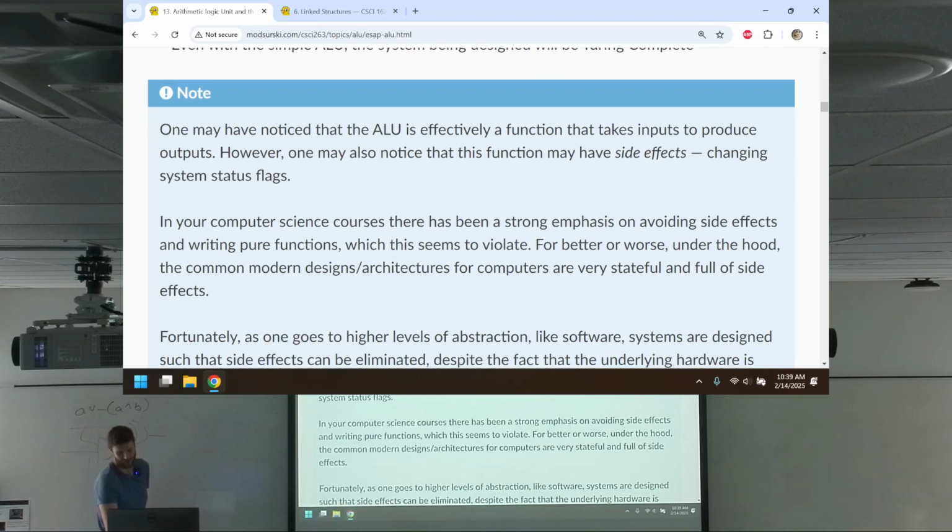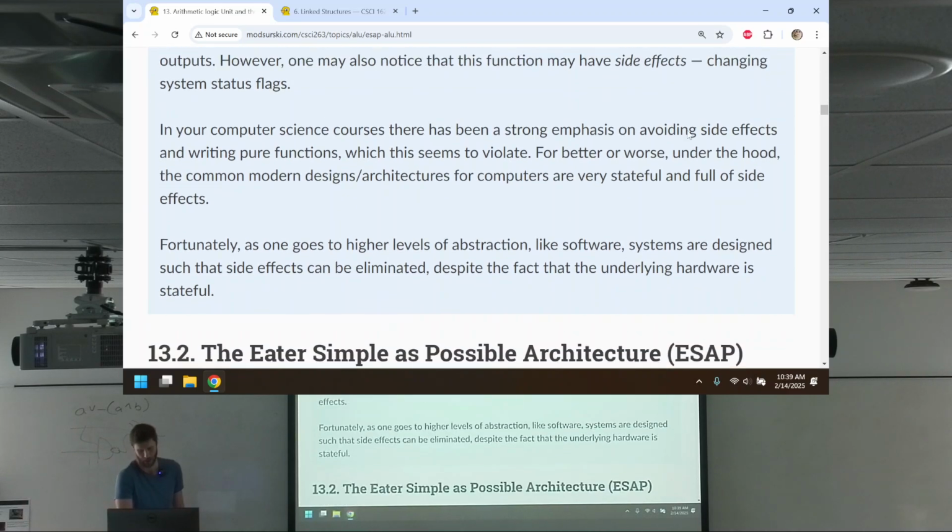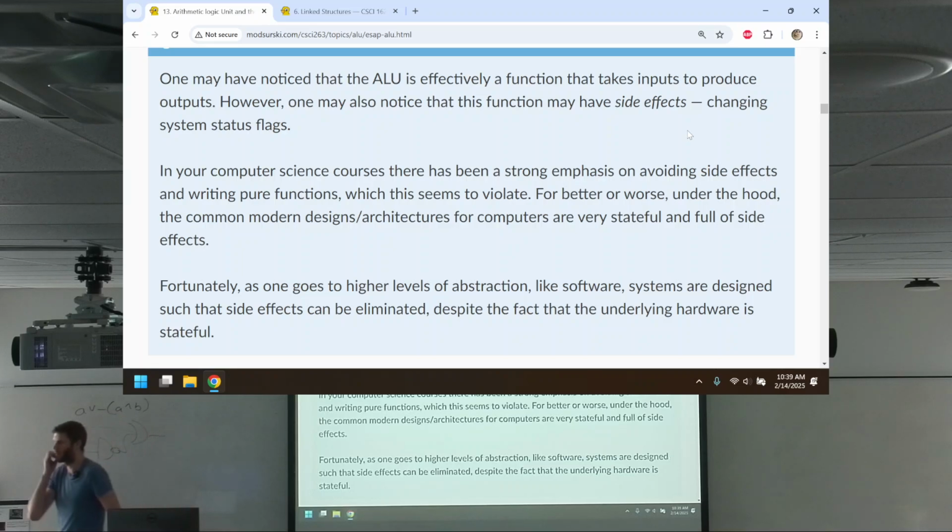Okay, one may have noticed that the ALU is effectively a function that takes inputs to produce an output. I'll read through this because I did talk about it a little bit last time. However, one may also notice the function may have side effects, changing the system status flags.